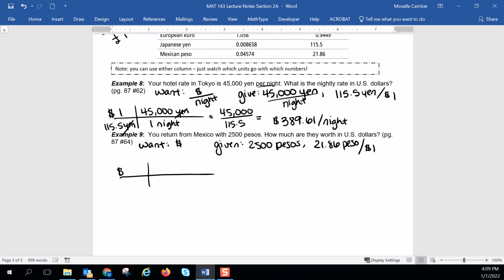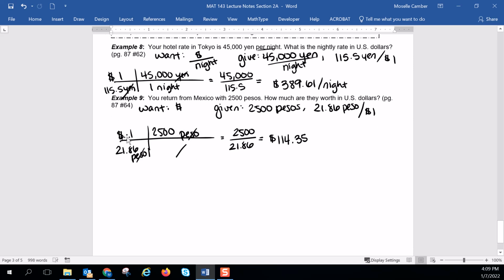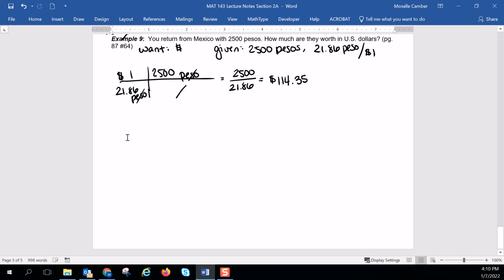I want dollars, so I'm going to put dollars in the numerator here. Look and see, what do I know about dollars? Well, I know $1 is going to equal 21.86 pesos. I don't want pesos in my answer, so I need to cancel it out. So I'm going to put peso in the numerator. And I know that I have 2,500 pesos, and it's just pesos, nothing else with it. Pesos cancel. I'm left with dollars, which is what I want. So I have 2,500 divided by 21.86, and I get $114.35. And that is it for 2A.